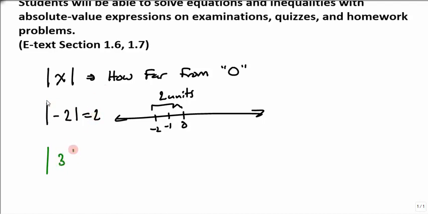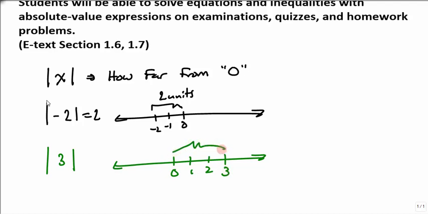We could also look at the absolute value of 3. So this is asking how far is 3 from 0. And we can see from what we have drawn here that it's 3 units. Now it doesn't matter that it's above or below, it's just 3 units. So I have my value of 3 here.